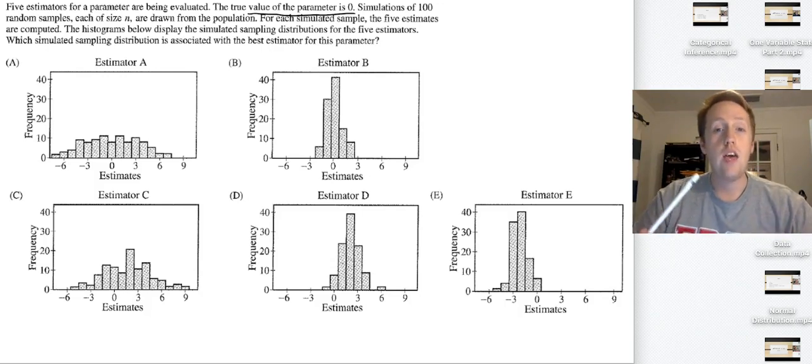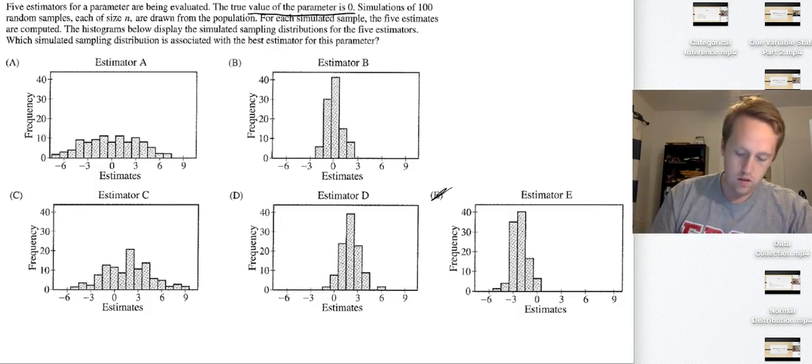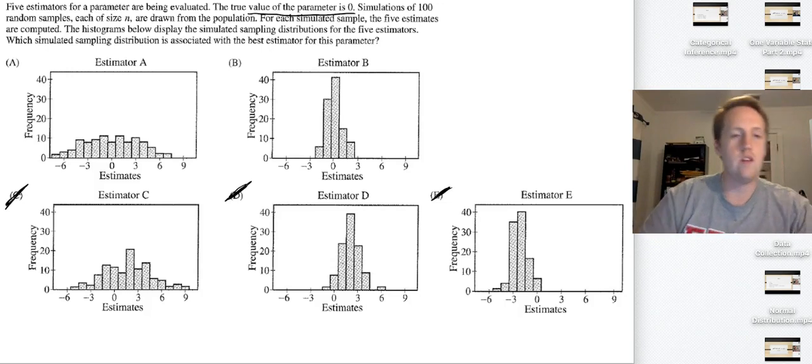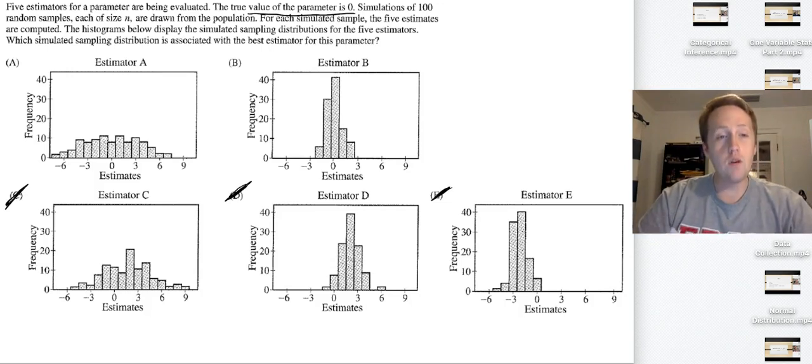So remember, a good estimator is centered at the value of the parameter. The parameter is 0, so I want ones that are centered at 0. This one's not centered at 0. This one's not centered at 0. This one's not centered at 0. A or B? A would be a good estimator. B is better because it has lower variability.